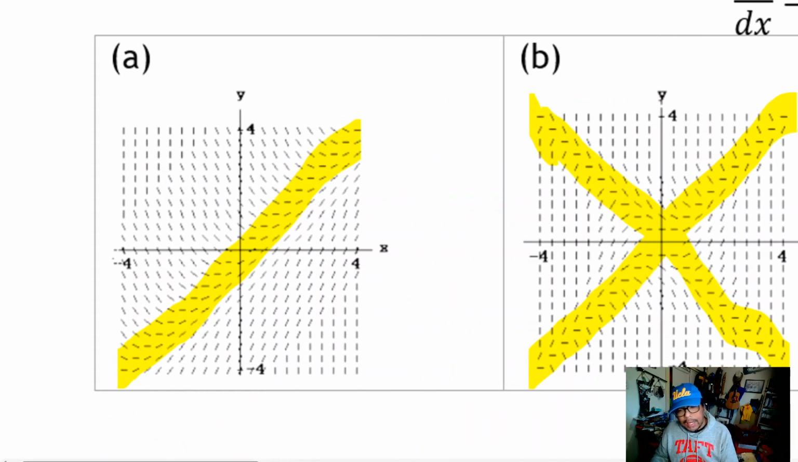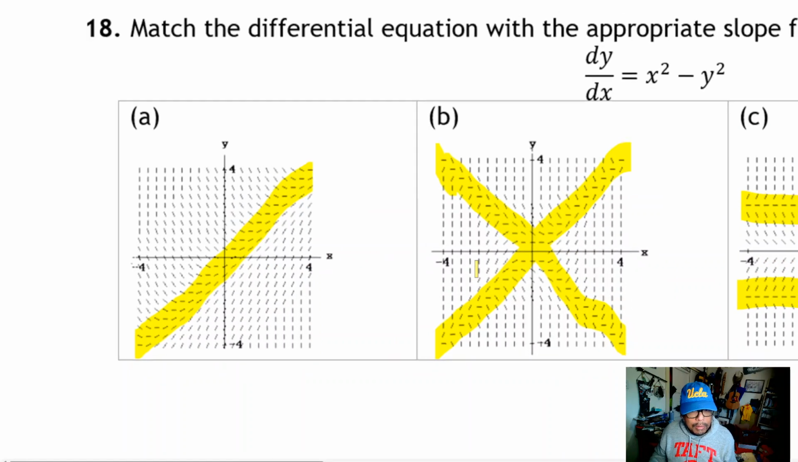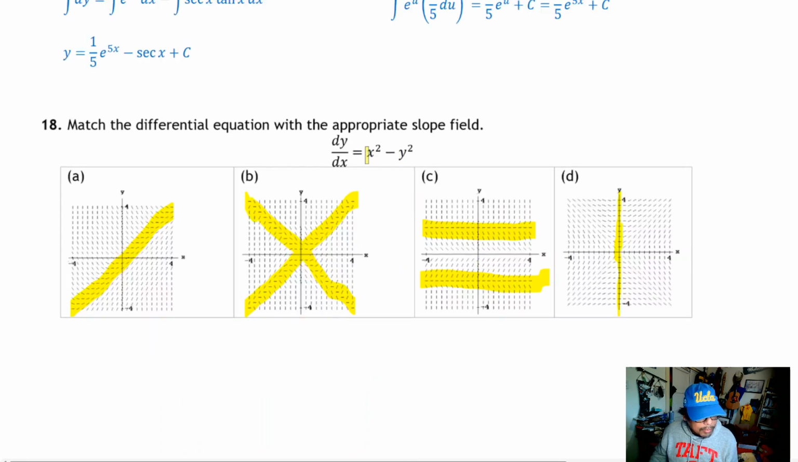Here, letter B, it looks like we have the slope equal to 0 when the absolute value of x is equal to the absolute value of y. And then for letter A, it looks like we have a slope equal to 0 whenever x is equal to y. Let's take a look here again, and see which one of those best matches what I'm seeing in the differential equation. This looks like whenever x and y are the same number, not necessarily the same sign, we're going to get a slope of 0.